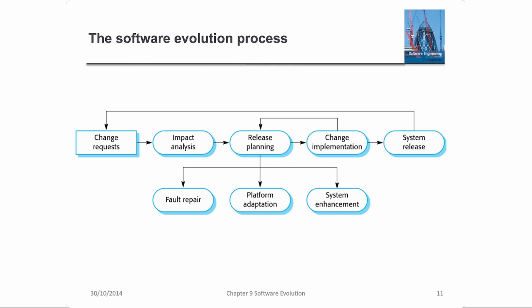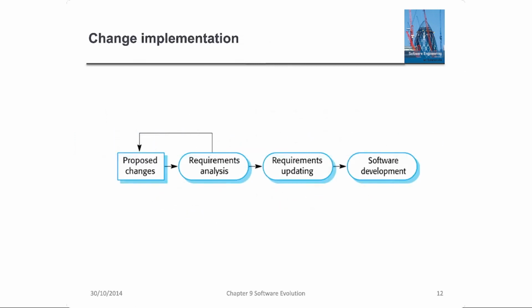Change implementation is the next stage. In this stage, the planned changes are executed, making sure they are integrated properly into the system. Finally, the system release is when these changes go live, updating the system for all users. On these slides, we take a deep dive into the change implementation in software development.